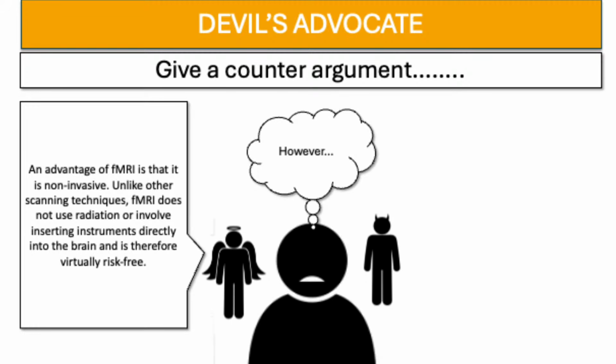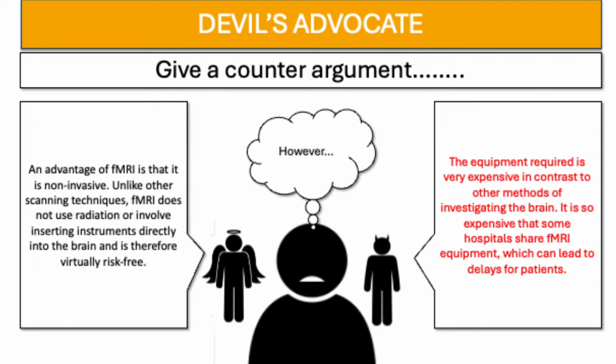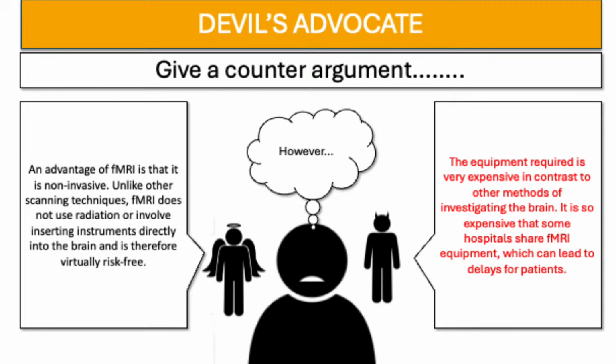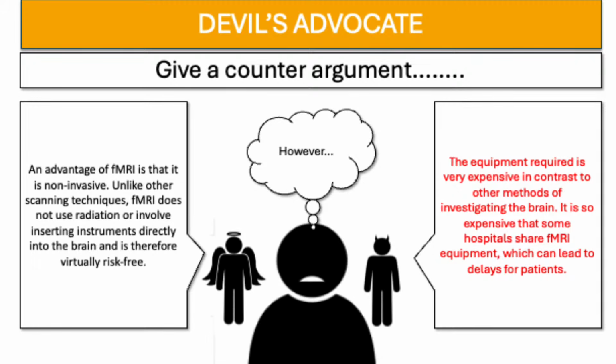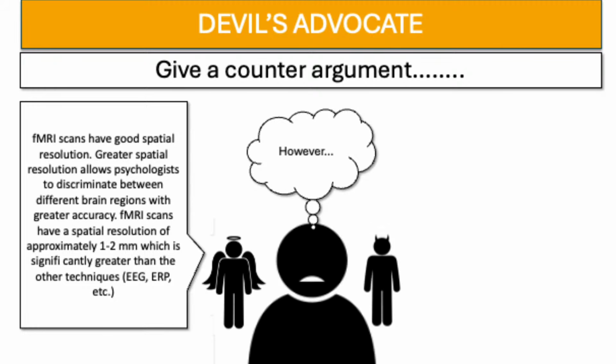So let's review our counter argument that we've got up. The equipment definitely is very expensive in contrast to other methods like an EEG. It's so expensive that some hospitals actually share fMRI equipment, which can lead to delays for patients in getting these results. So really well done, and valid there with the point about causation as well. So really well done on noticing that. Let's have a look at our next devil's advocate.